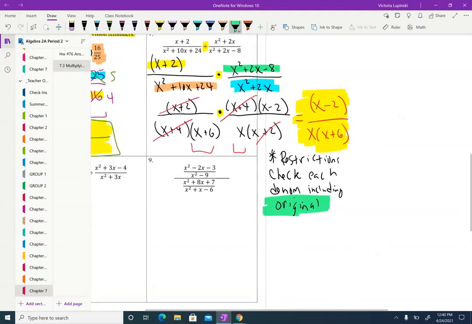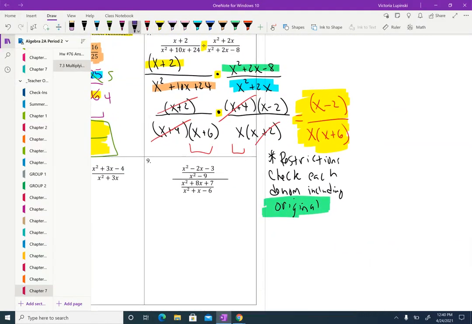So when I go to state the restrictions for this problem, if I'm saying x cannot equal, I'm going to kind of work backwards. So let me get my highlighting tool here. I'm going to go ahead and use an orange. Looking at my final answer here, looks like I cannot have 0 and I cannot have negative 6.